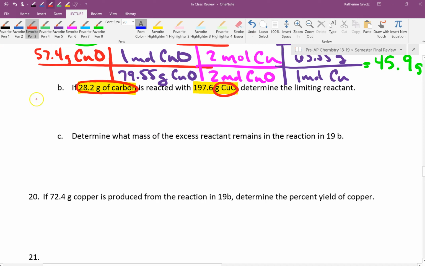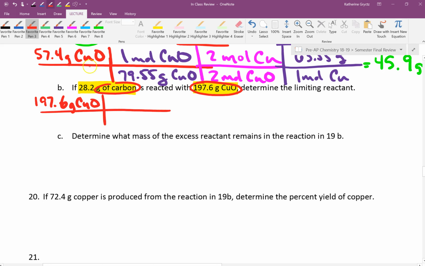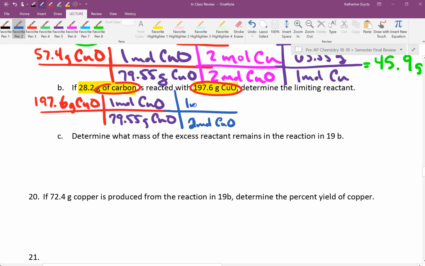So suppose you had chosen to start with the 197.6 grams of CuO instead of the carbon. So then if you had chosen this number, you would be converting to carbon. So we would convert to moles, so 79.55 grams of CuO. Okay, then we would convert moles to moles, so we had 2 moles of CuO is 1 mole of C, and 1 mole of C is 12.01 grams.